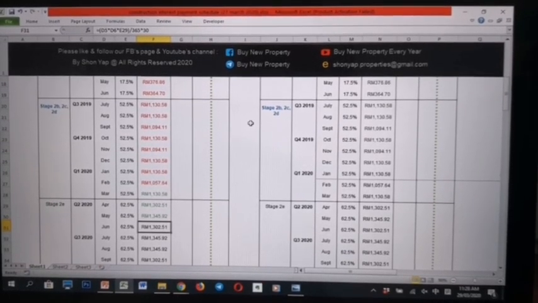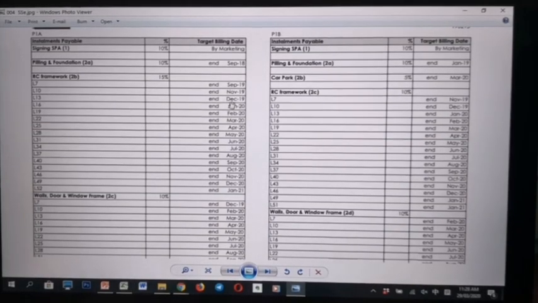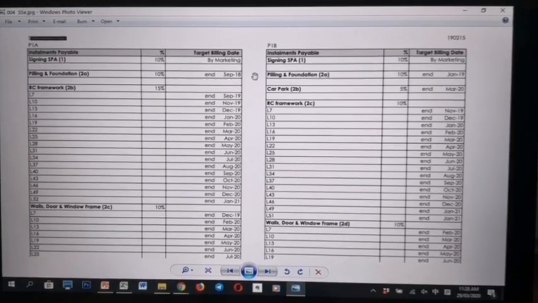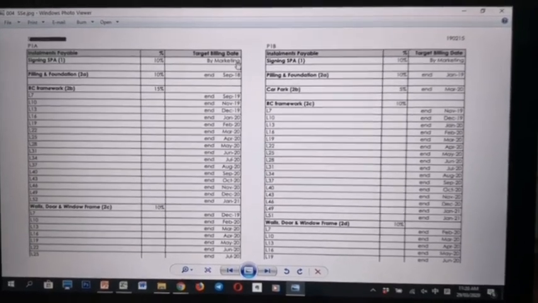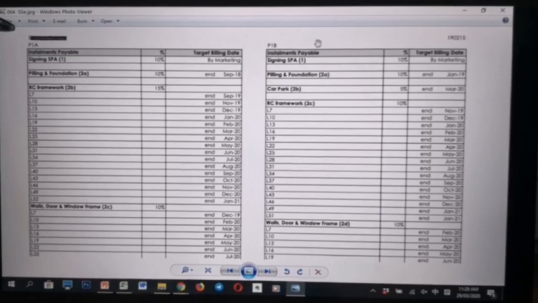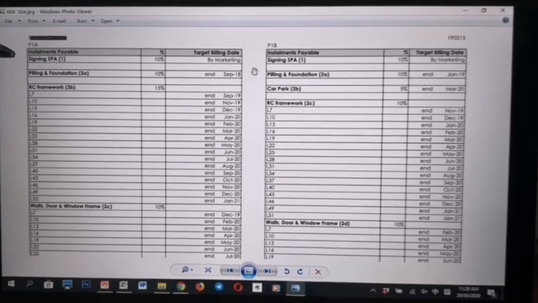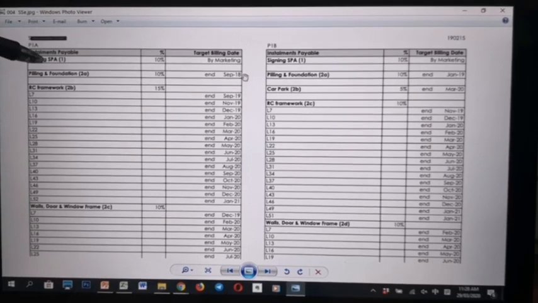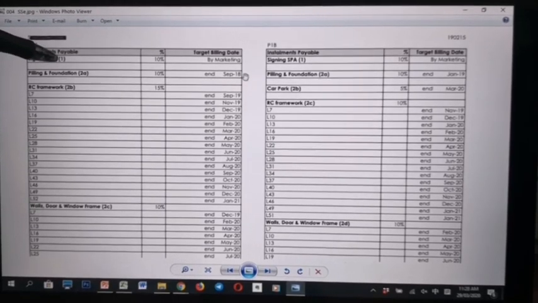So I will show you another really good example. This is the payment schedule of one of the projects we are selling in Sunway, in PJ. From this payment schedule, it is stated very clearly: Block 1 and Block 2 start billing Stage 2A powering at Q3 2018.